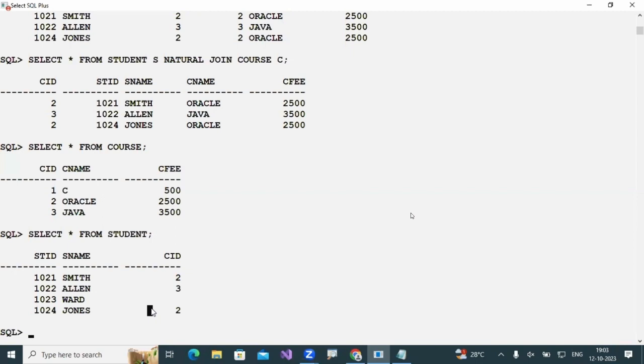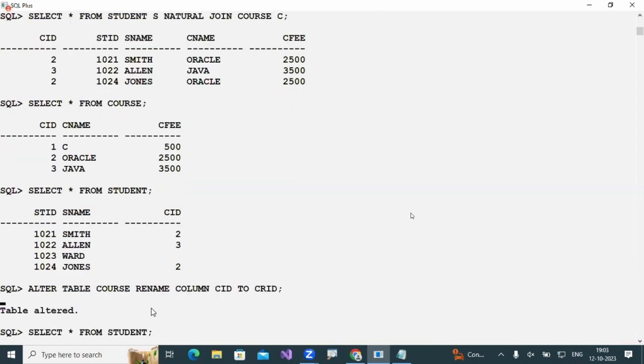Alter table. Suppose my table is course. What do I want to do? Rename. What do I want to rename? Column. Old column name CID, new column name CRID.